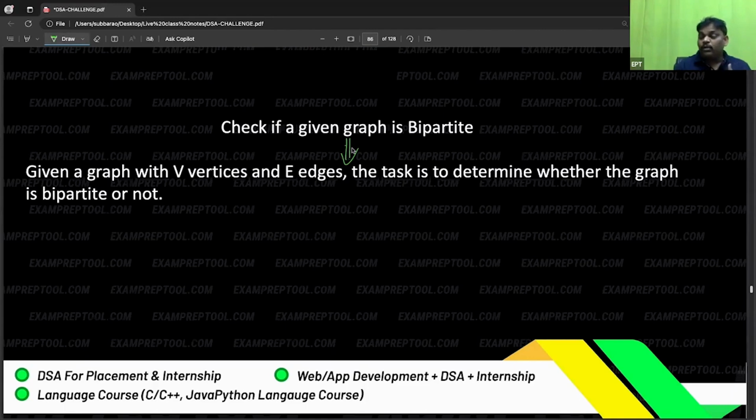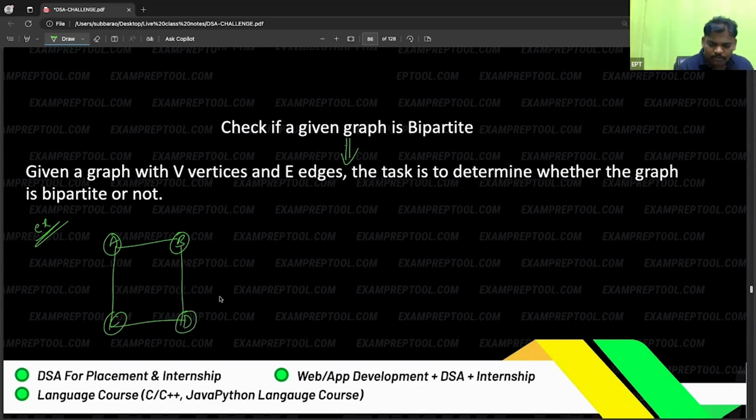Let me explain, first of all, what is the bipartite graph? One example I'm taking: A, B, C, D. What is the algorithm? Afterwards we will see. First of all, what is the bipartite? Let me explain. So is this graph bipartite or not?